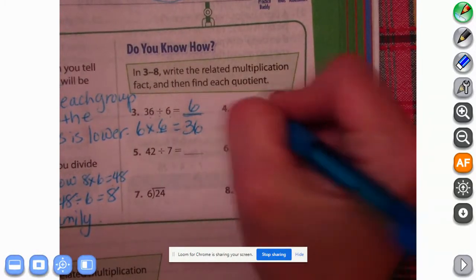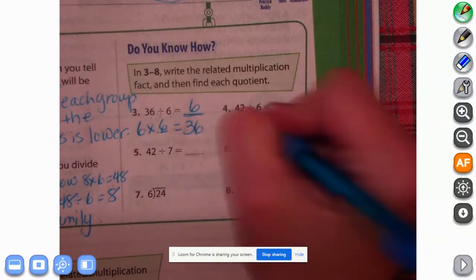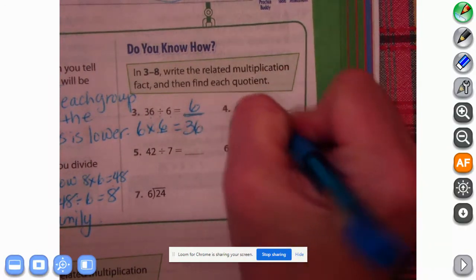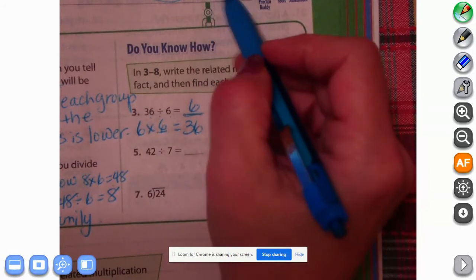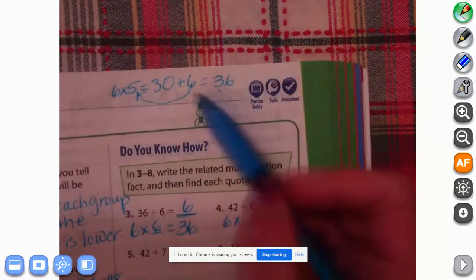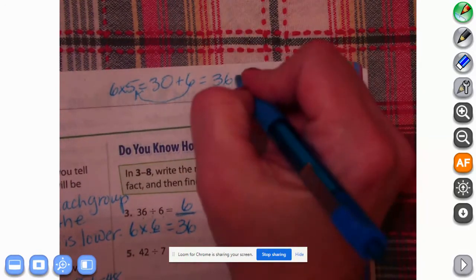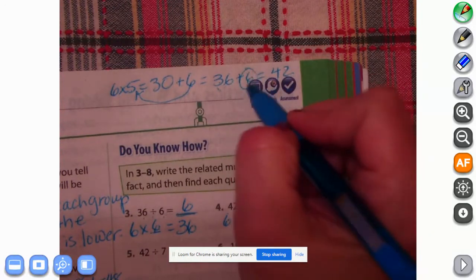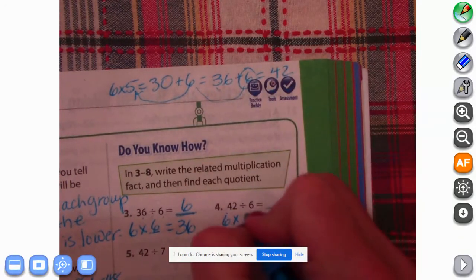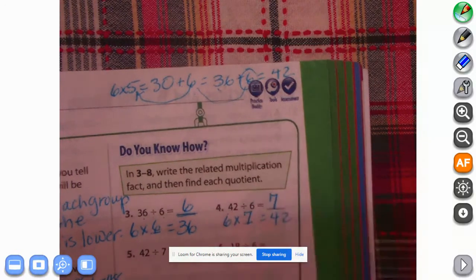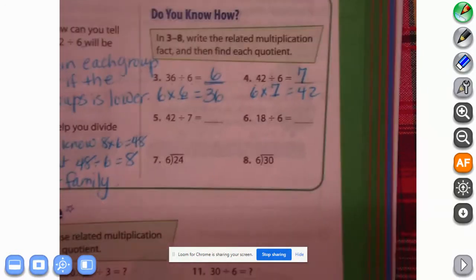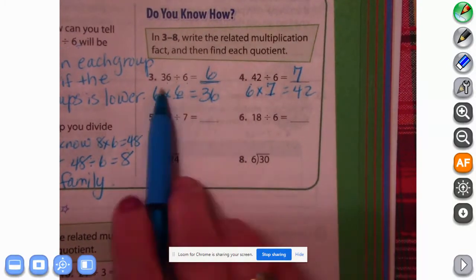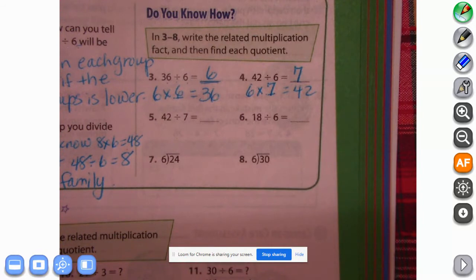All right, let's do the multiplication problem that will help us with 42 divided by 6. 6 times what will equal 42? Well, if we already said 6 times 6 equals 36, if I add 6 more, that's going to equal 42. So I can take this 6, add 1 more, and now that means we had 7 of them. So 7 is our quotient and our factor. Okay, go ahead and get those written down. Push pause if you need to.